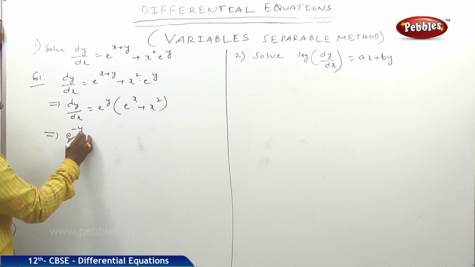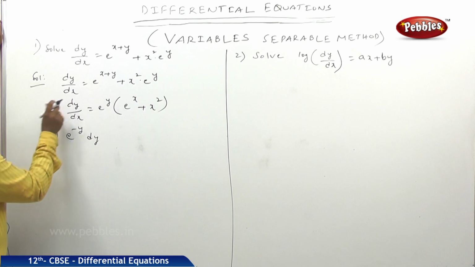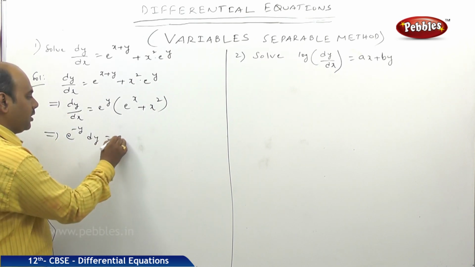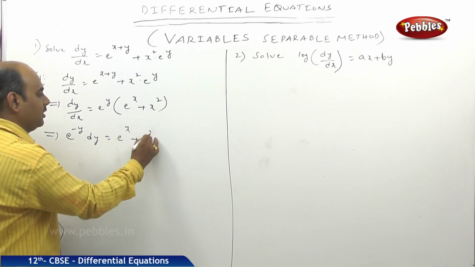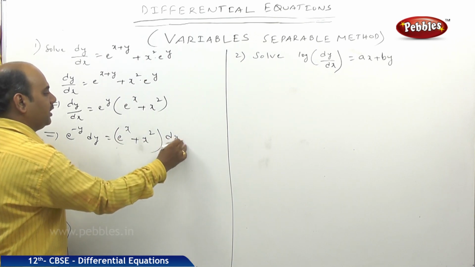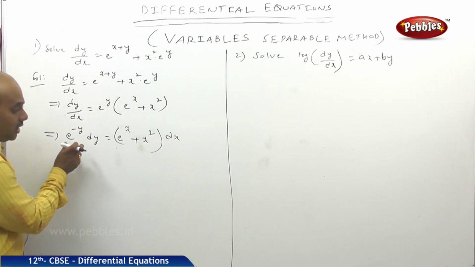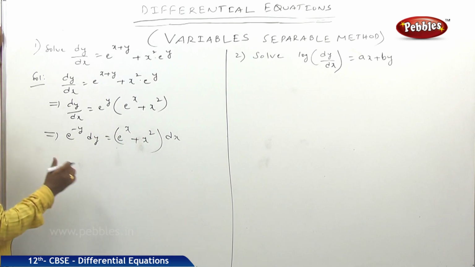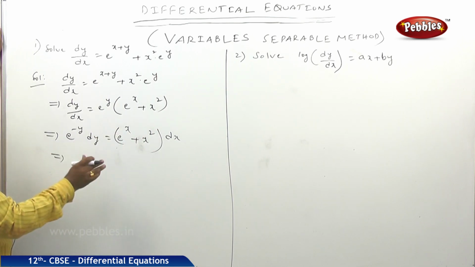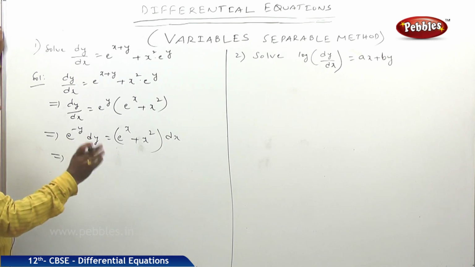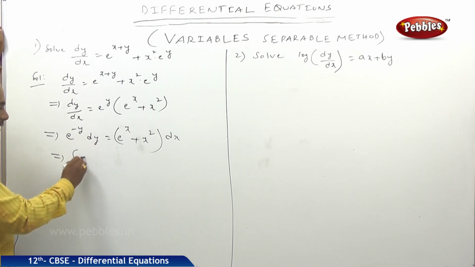So this can be written as e power minus y dy, because coming to this side, and this can be written as e power x plus x square into dx. Now if you observe carefully, all y terms are on one side and all x terms on the other side. So our process has finished. After making all variables separated, we need to integrate on both sides.